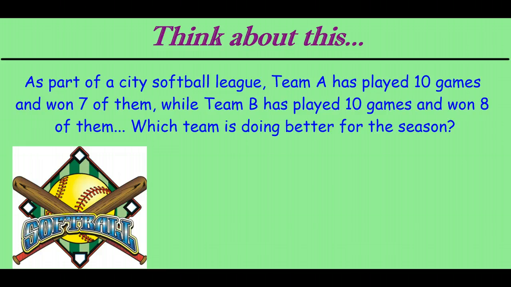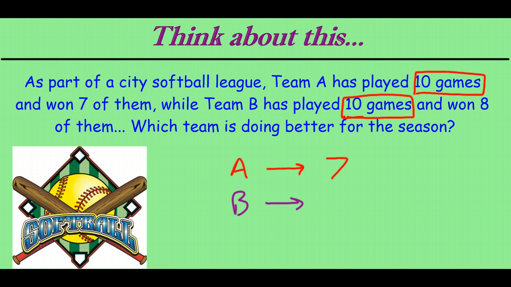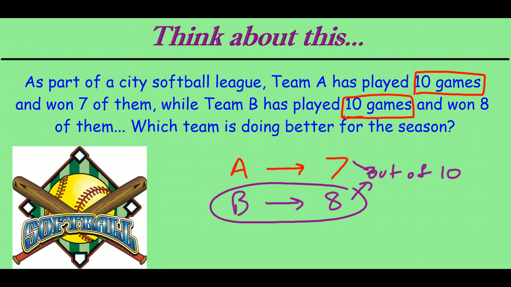So one way that we could consider talking about which team is doing better is by comparing the fractions of games that they've won to the games that they've played. So in this case, considering that both teams have played 10 games, we can just outright compare. Team A has won 7, Team B has won 8, both out of 10, and since Team B has won more games, we could say Team B has a better record for this season.